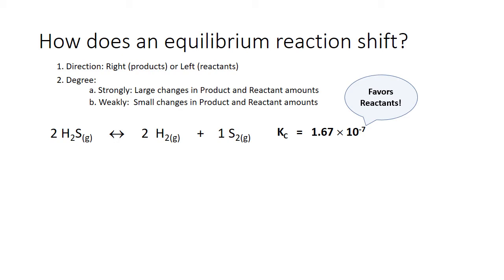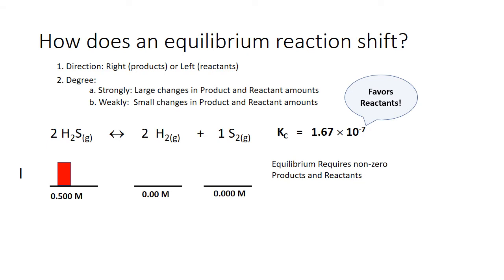Let's see how this might work given some initial conditions. Here I have an initial concentration of H2S equal to 0.500 molar. The red bar there demonstrates in a bar graph how much H2S that I actually have. Now that's the reactant. On the product side, we initially begin with no H2 and no S2, so there are no products present initially. However, equilibrium does require non-zero products and reactants in all places.